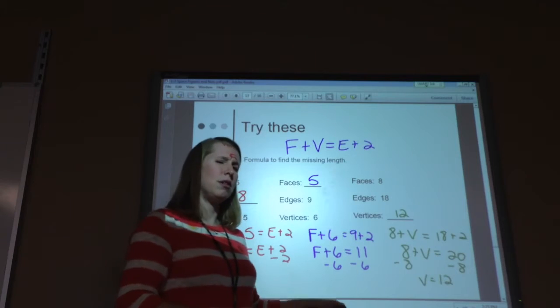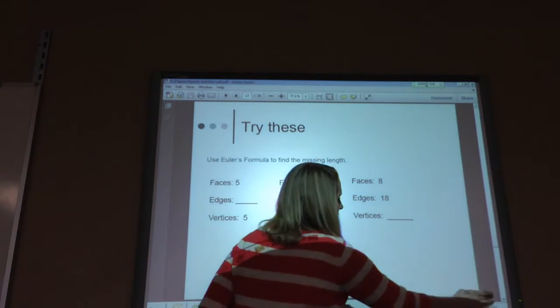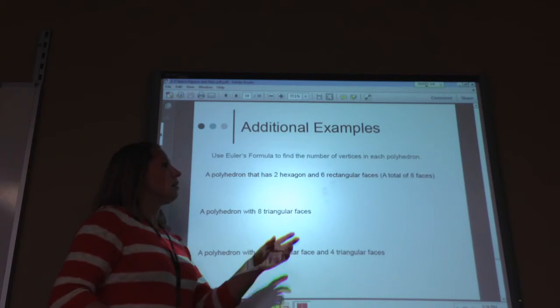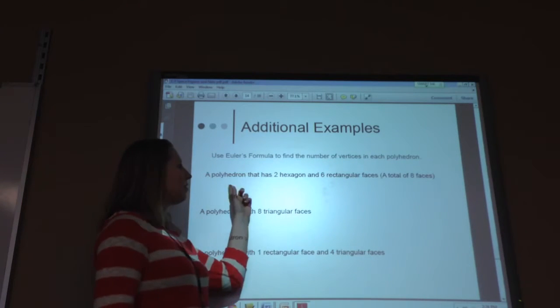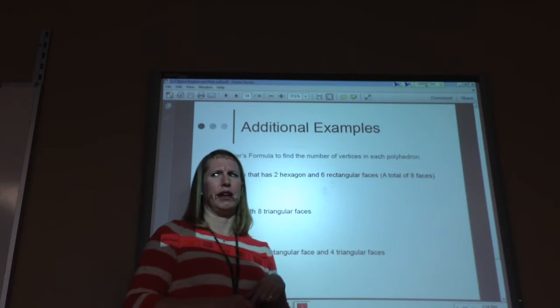The next ones are a little bit harder. So let's see if we can do these next ones. Okay, so this one, we have to figure stuff out. So that's what makes it a little bit harder. I might need a calculator for these.